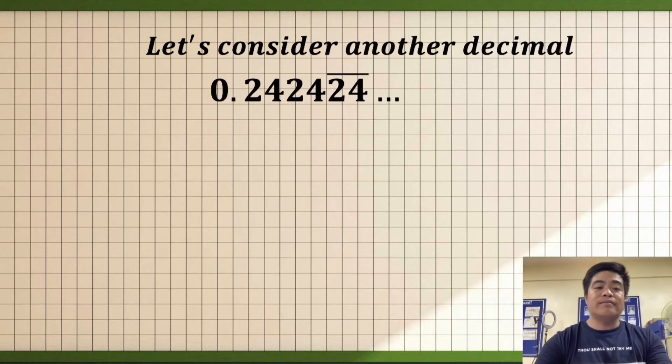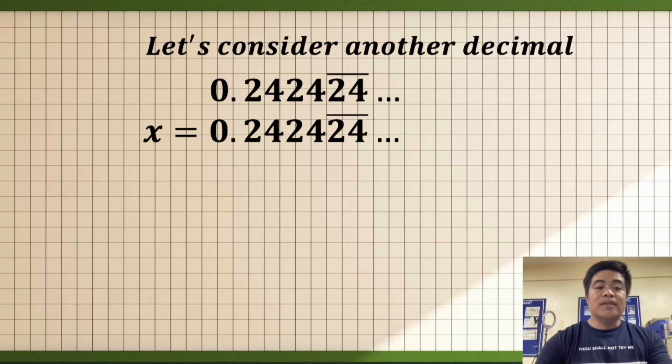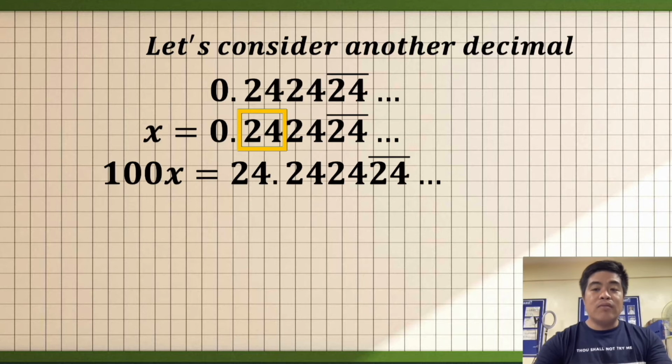Consider another one. Parang ganito, yung nag-repeat is yung 24. So again, same lang. Equate it to x. Since nag-repeat ang 24, kailangan nating ilabas ang 24. We can do that by multiplying both sides of your equation by 100, since two digits ang nag-repeat.